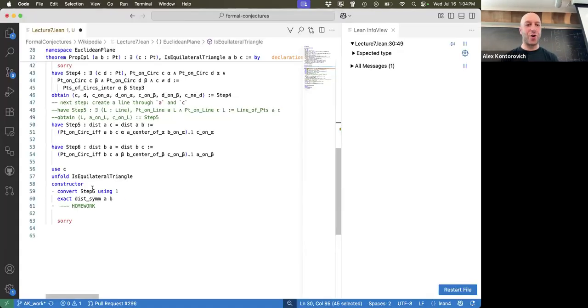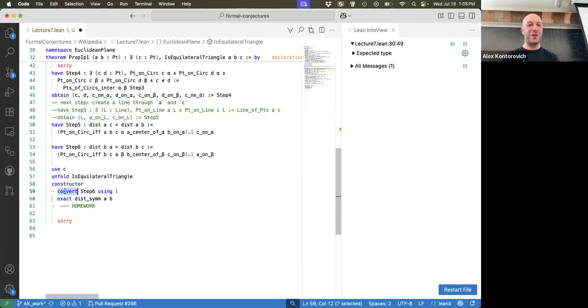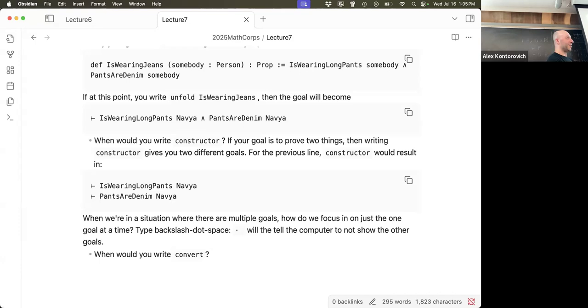So we had two more. This is all still review. We learned a lot last time. We had two more things. We had convert and exact. So when would I use convert? When would you write convert? Do you have a question or you want to tell us the answer? I want to see if someone else knows the answer too.